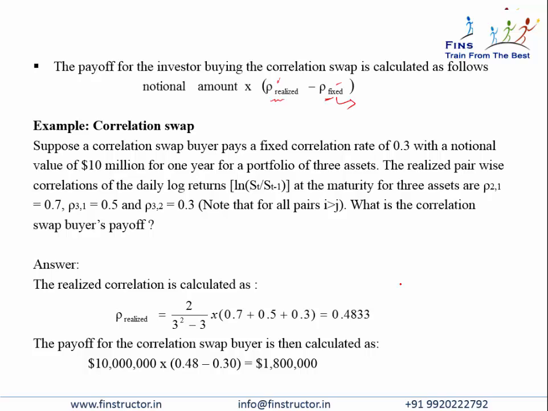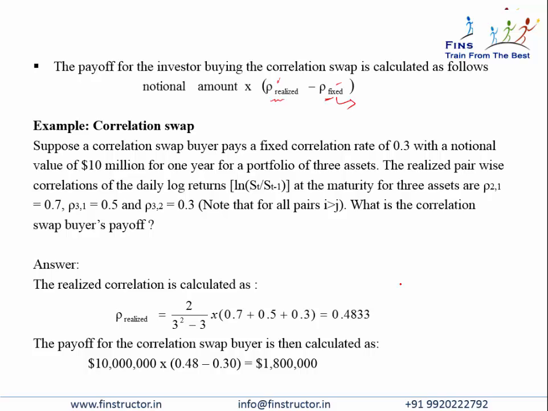Suppose a correlation swap buyer pays a fixed correlation rate of 0.3 with a notional value of $10 million for 1 year for a portfolio of 3 assets. The realized pairwise correlations of the daily log returns at the maturity of the 3 assets are between asset 2 and 1.7, between asset 3 and 1.5, and between asset 3 and 2.3. What is the correlation swap buyer's payoff?